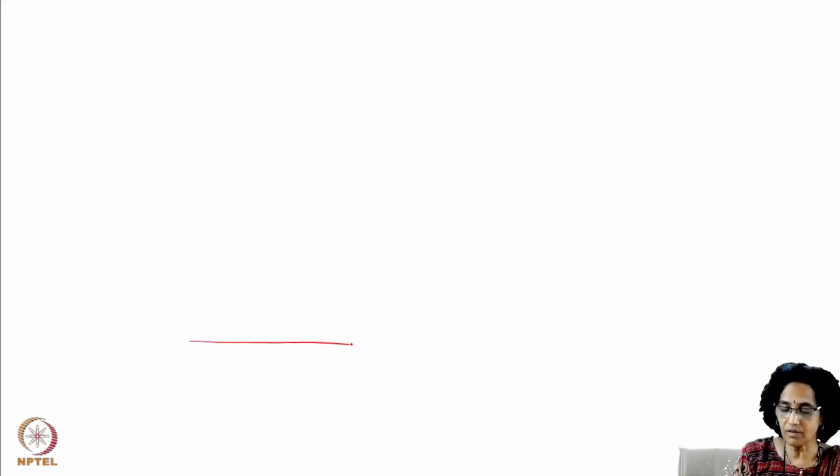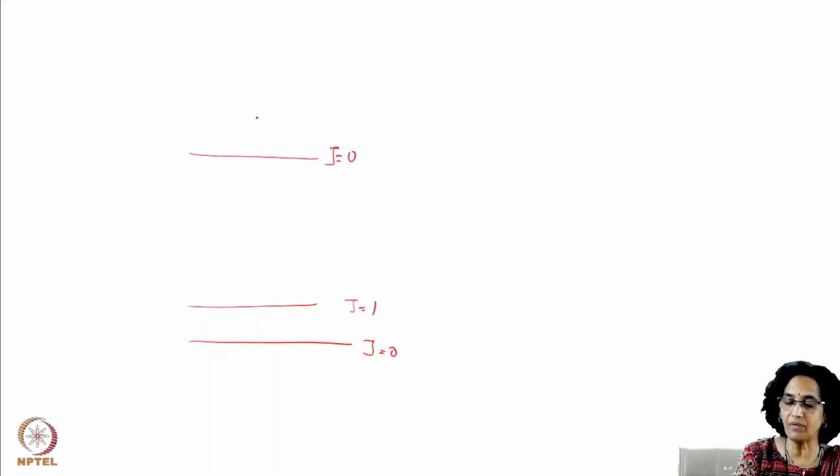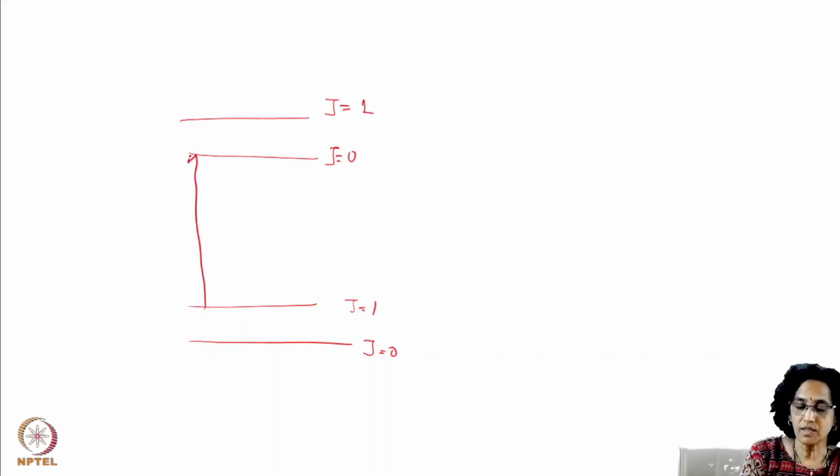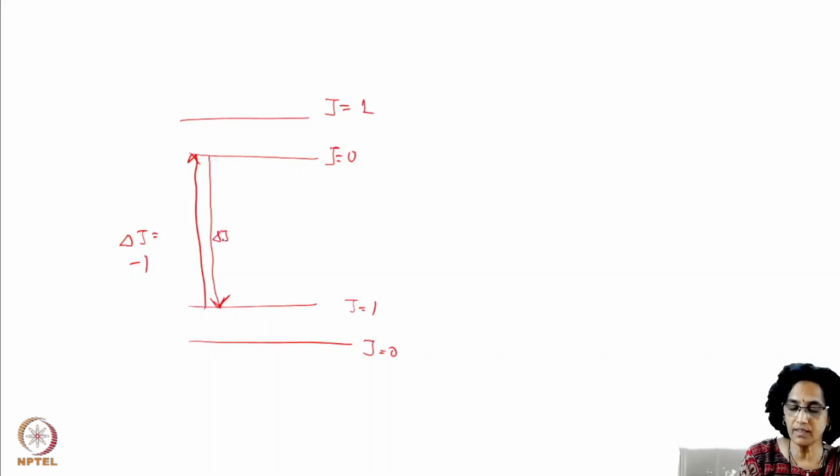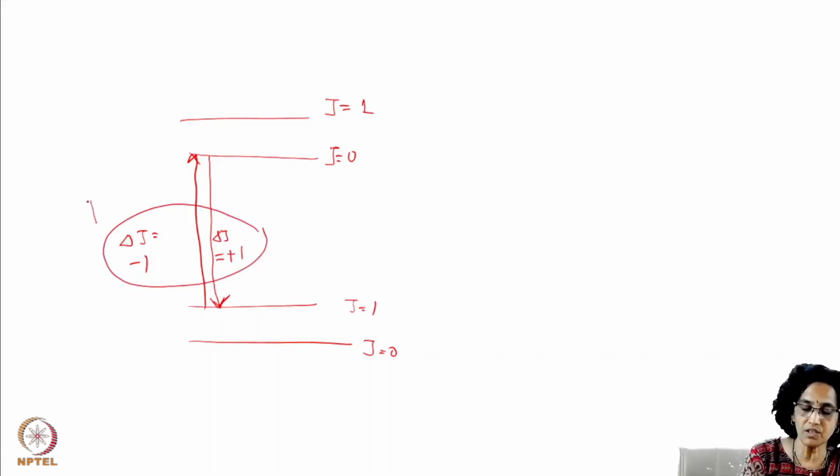But then you see, if you just take two levels, J is equal to 0, J is equal to 1, and this is the upper vibrational level, J is equal to 0, J is equal to 1. Then this transition, this is the absorption, that is delta J is equal to minus 1. And this is emission, right? The downward arrow shows emission. So here delta J is equal to 0 to 1, so that is plus 1. So this corresponds to the P branch, right? In case of absorption, it is minus 1, and in case of emission, it is plus 1.